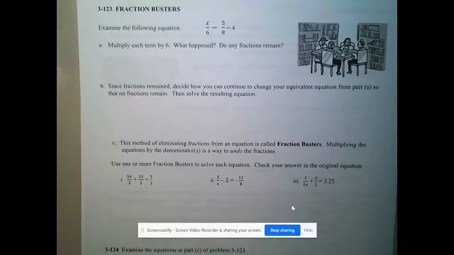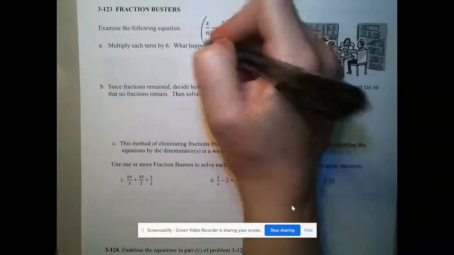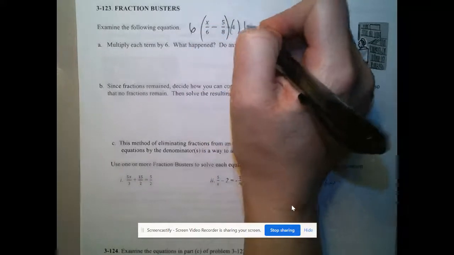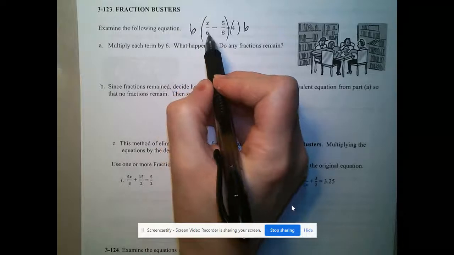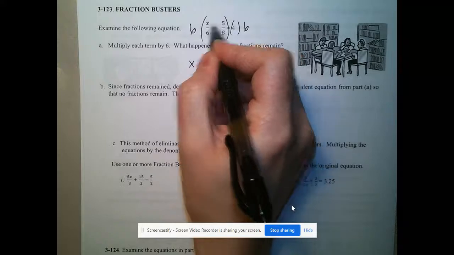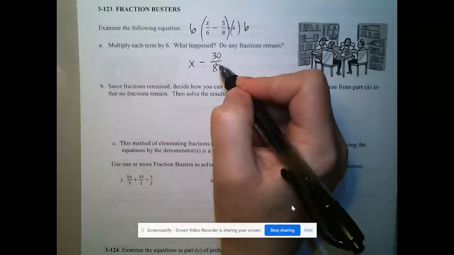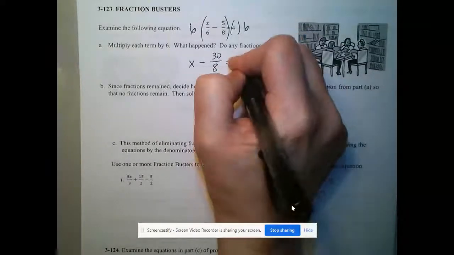Fraction busters. So here's the part where we look at busting the fractions. This equation looks like it's going to be a lot of work with adding fractions. They don't have a common denominator, but there is another way to tackle equations with fractions, and they're going to walk us through this. Multiply each term by 6. What happened? So if I multiply everything on the left by 6 and I multiply everything on the right by 6, the 6 over 6 in the first term just leaves us with x. The 5 times 6 leaves us with 30 over 8, and I'm just going to leave that alone for just a second, equals, and the 4 times 6 gives us 24.